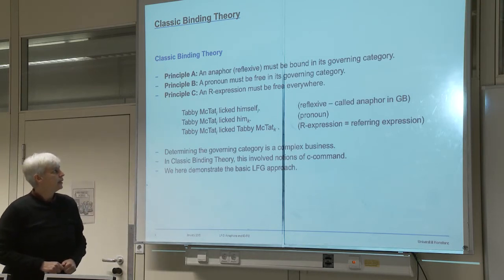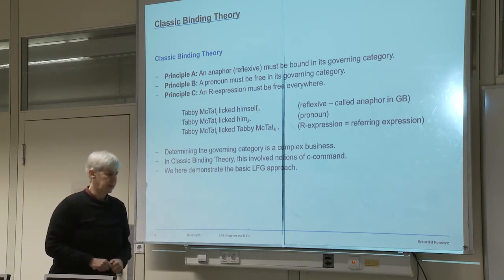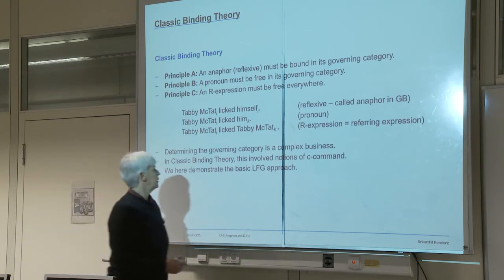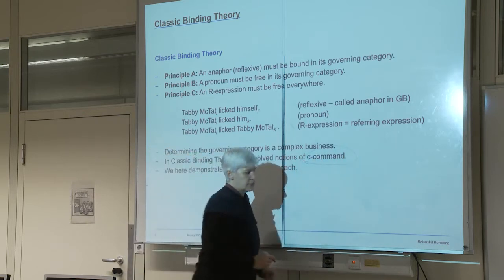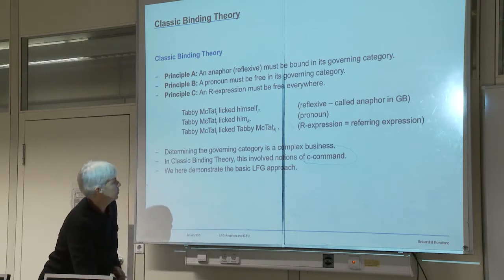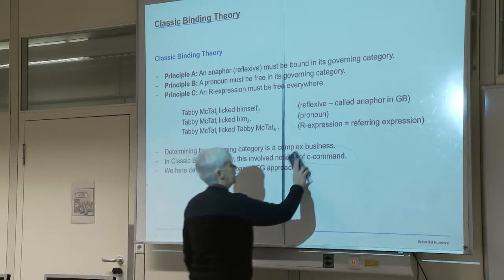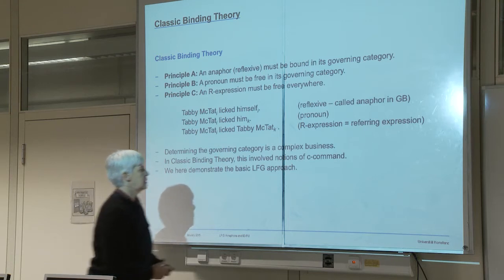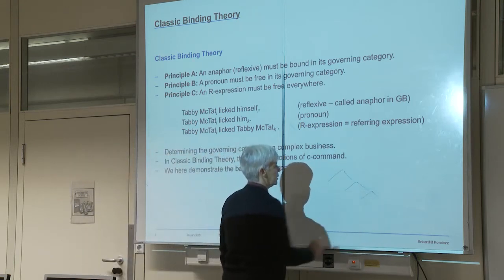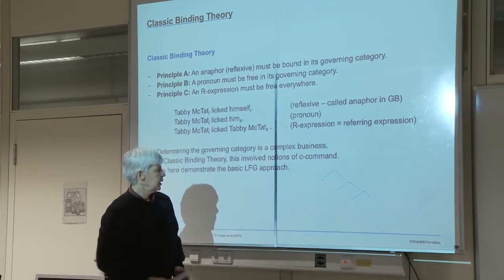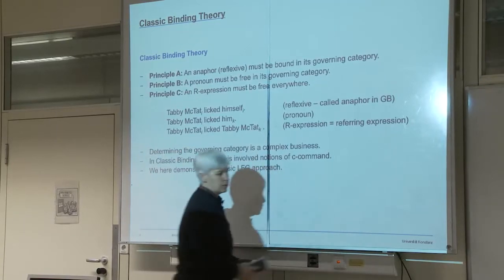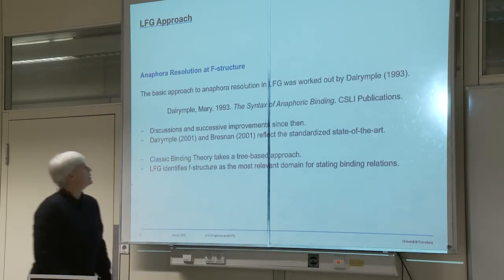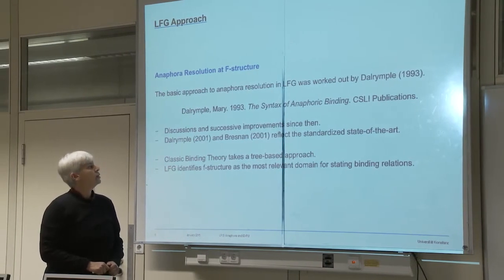It's not easy figuring out what the governing category is in the classic binding theory and beyond. This notion of C-command is extremely important. I won't go through this with you; I just want you to know this. It's in terms of a tree approach: if you had a tree, you could decide which node C-commanded which other node. LFG doesn't do this. What I will do is show you the LFG approach instead. We'll go through that and learn about that. The basic approach to anaphora resolution in LFG assumes that you're going to do F-structure.